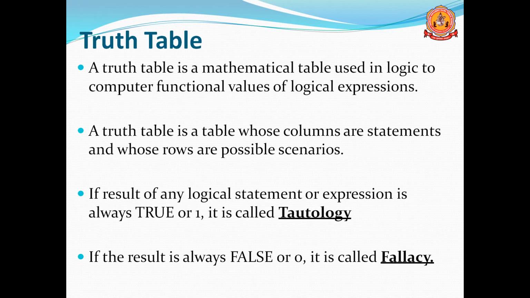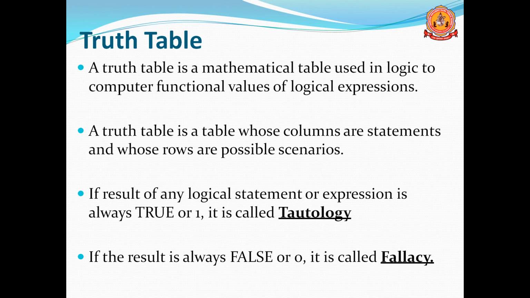Next we will see the truth table. A truth table is a mathematical table. We use one mathematical table in logic to compute the functional values of logical expressions. To find the function values or the logic, we use one table, and that table is known as a truth table. A truth table is a mathematical table used in logic to compute functional values of logical expressions.